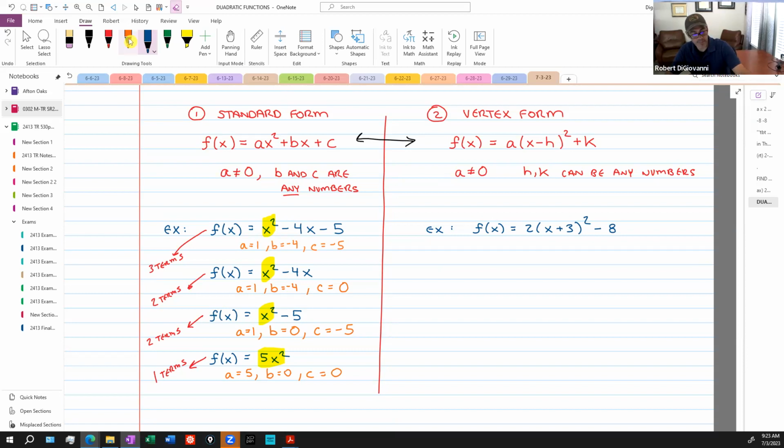So be careful here. A here is the number in front of everything. That's a 2. The h, be real careful, because in the formula, there's a minus here, and right here, we have a plus. So we have to look at this as if we're doing minus negative 3. Plus 3 is the same as subtracting a negative. So that means our h is actually negative 3. So h is always the opposite of the number you see inside that parentheses. And then the k is just whatever number we see out there, which in this case is negative 8.